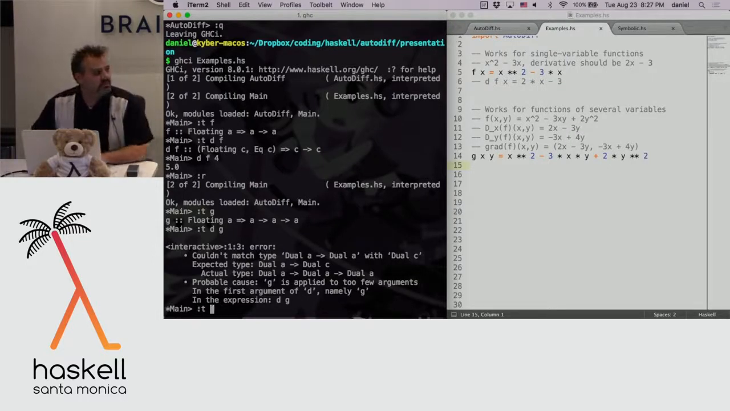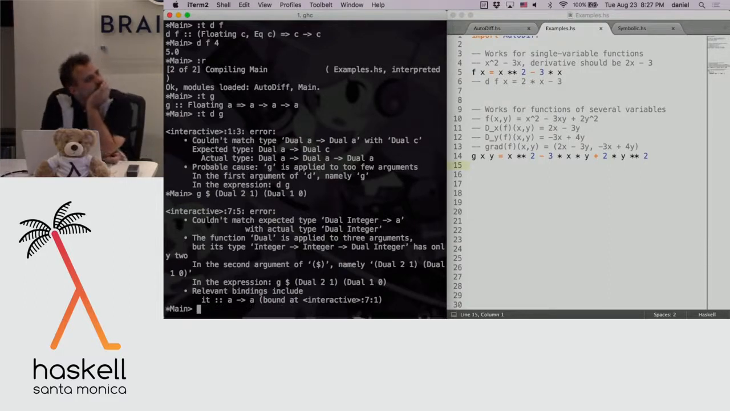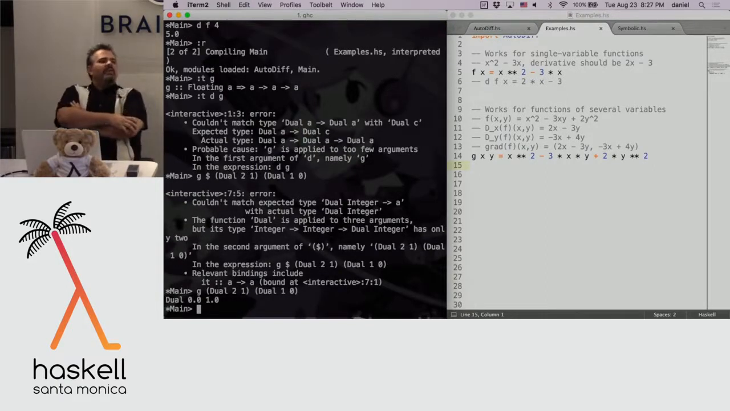But what we can do is take our g and apply it manually to a couple of duals. So we can go dual 2 1, dual, say, 1 0. It's picking arbitrary values. What is happening? Get rid of the dollar? Okay, thank you. So what do we get? We get dual 0 1.